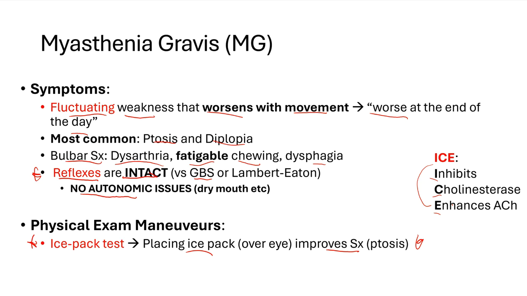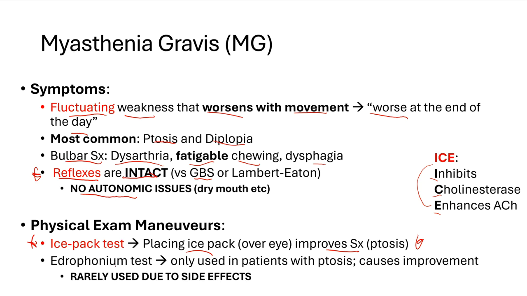Now, another type of test that really isn't used too much anymore is the edrophonium test. This is also an acetylcholinesterase inhibitor, typically with a short duration. This is only used in patients with ptosis. Now, this increases the amount of acetylcholine in the synaptic cleft by doing a very similar mechanism by inhibiting that acetylcholinesterase enzyme. This improves symptoms. This may result in false positives and cause life-threatening bradycardia, and due to that, this is rarely used anymore. I've included it here for completeness' sake, but if you see this on the test, most likely this will not be the answer choice because this is no longer commonly used or practiced.